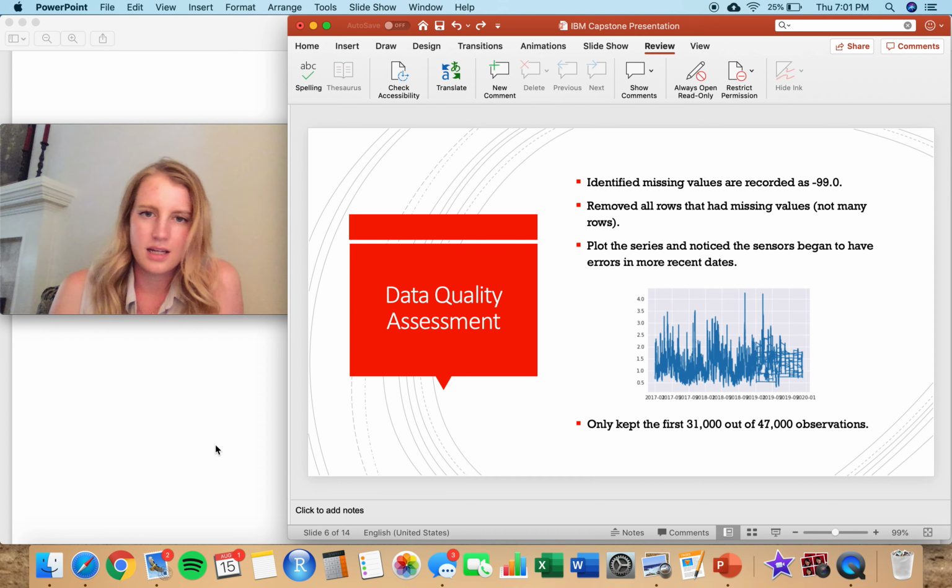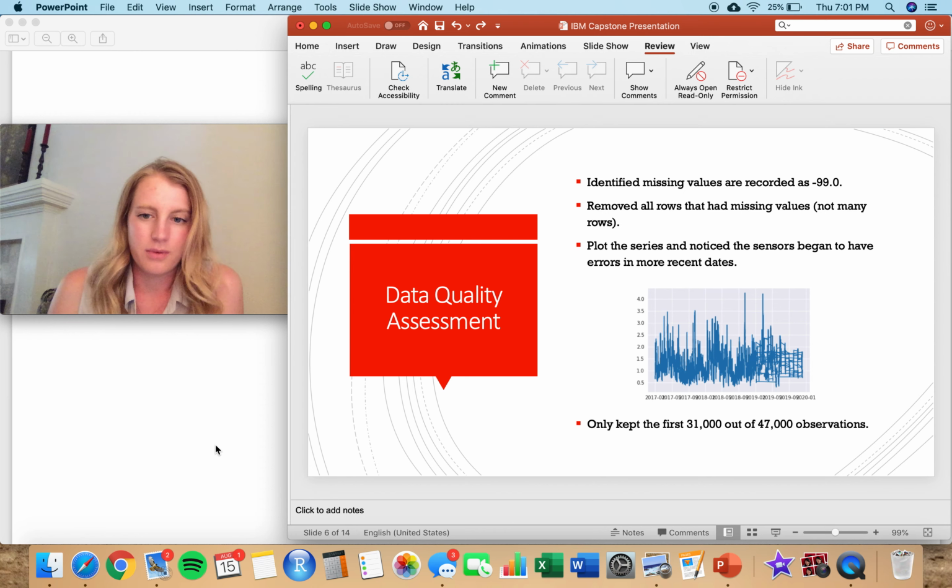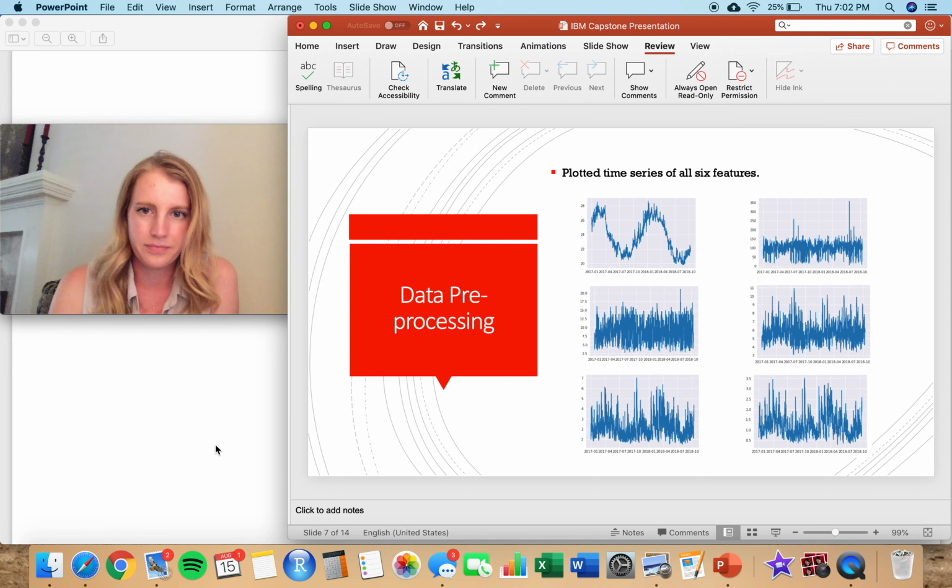Before I did any analysis, I did a data quality assessment. I identified any missing values, which happened to be recorded as negative 99.0. It's clearly missing because no wave height could be a negative height. I removed all the rows that had missing data, because I did not know the reason the data was missing, and this was not many rows. I then plotted the series and noticed that the sensors began to have errors in more recent dates. For this reason, I only kept the first 31,000 out of the 47,000 observations.